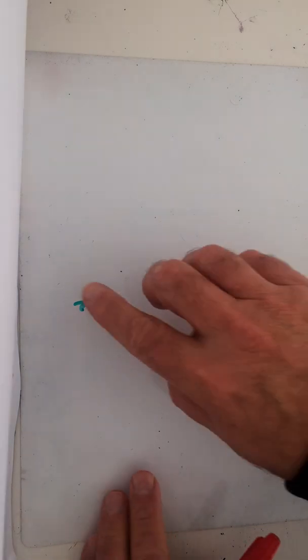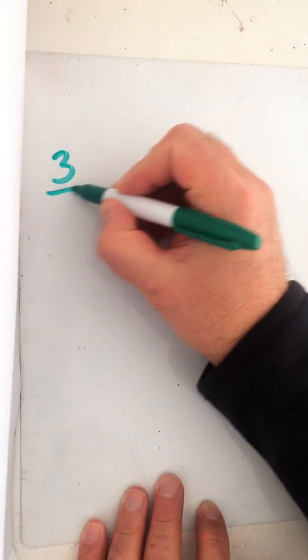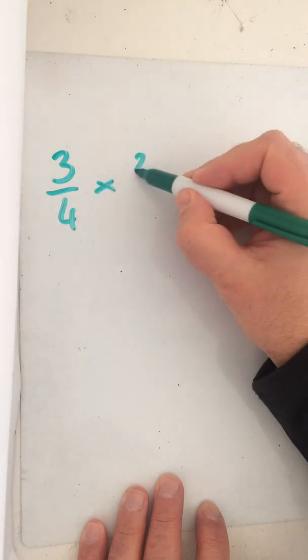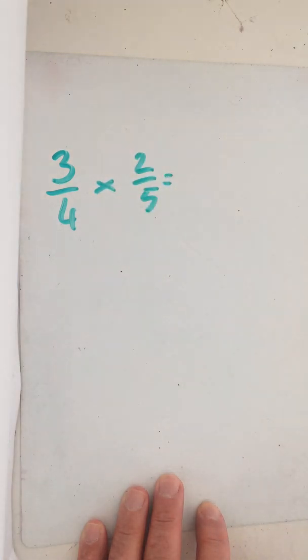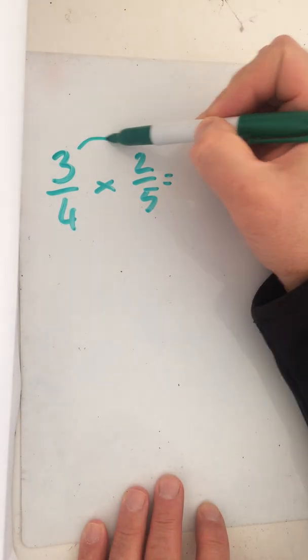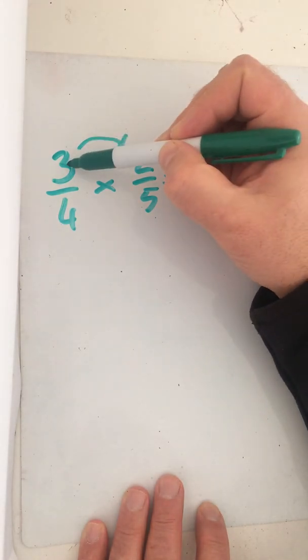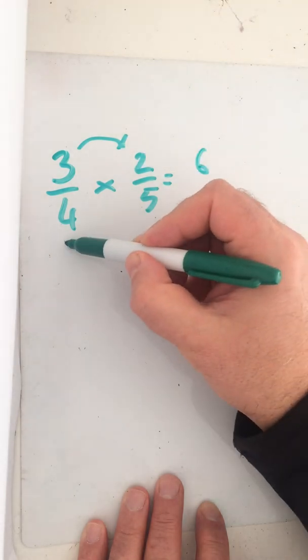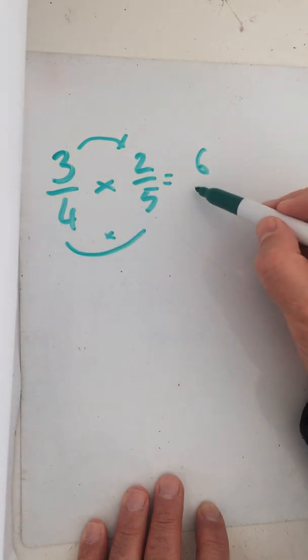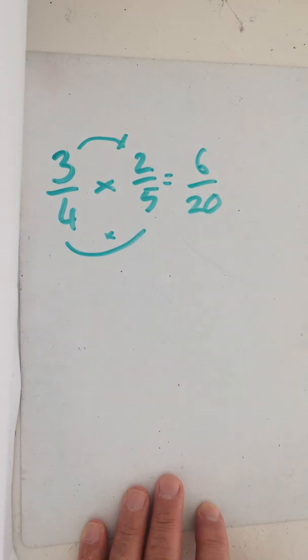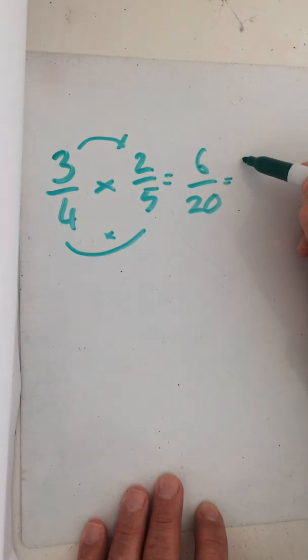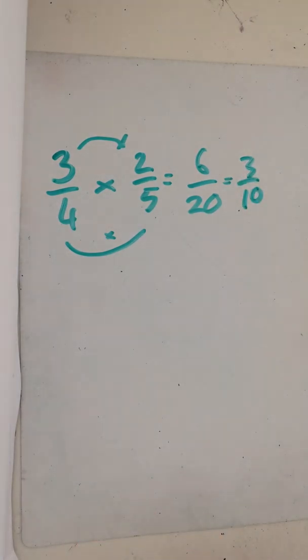Okay. So we're going to be multiplying and dividing fractions. Actually, these are easier than adding and subtracting. Okay, so 3/4 multiplied by 2/5. All I have to do here is multiply the denominators together, 4 times 5 is 20. 3 times 2 is 6. Multiply the numerators together. 6/20. Okay, and from there I can simplify that further, can't I? 3/10. Okay, easy as that.